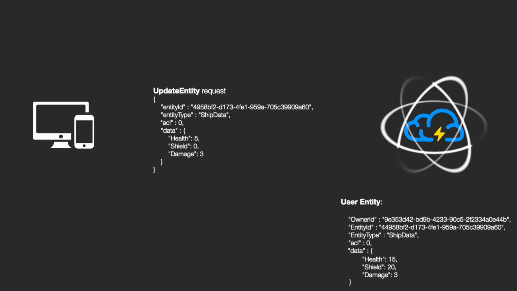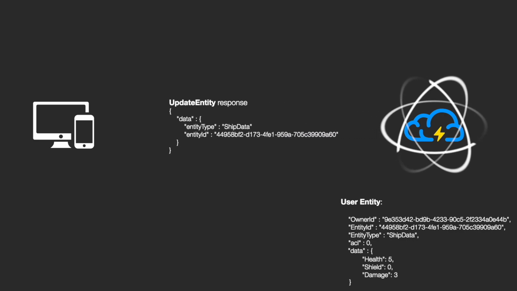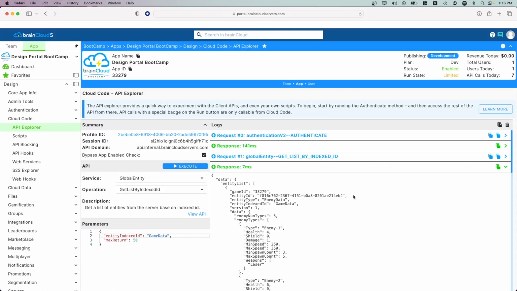The user plays the game and doesn't do very well. The player's ship has taken a lot of damage. The update entity request is then made to update brainCloud with the changes to the user's entity data. To simplify user entities, we'll step through the same 3 requests in the API Explorer.